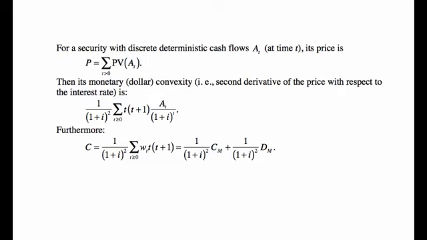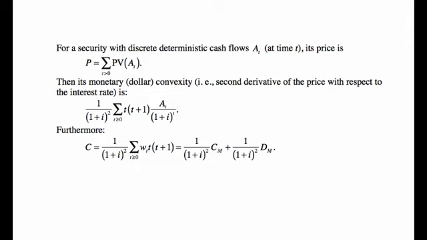For a security with discrete deterministic cash flows, A sub t, its price is of course the present value of the cash flows, then its monetary or dollar convexity, a second derivative of price with respect to the interest rate, is 1 over 1 plus I squared times the sum of t times t plus 1, A sub t over 1 plus I to the t. Now remember, we only got t squared under Macaulay setup, but this is with respect to the interest rate. So we get this 1 over 1 plus I squared in front, and then t times t plus 1 inside.